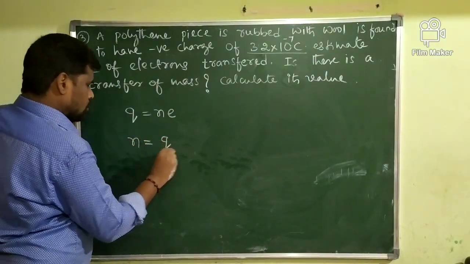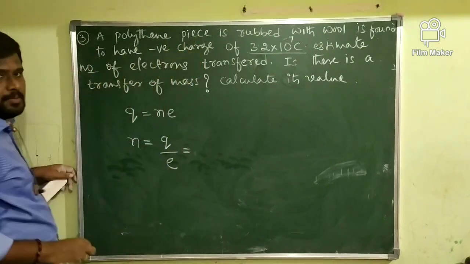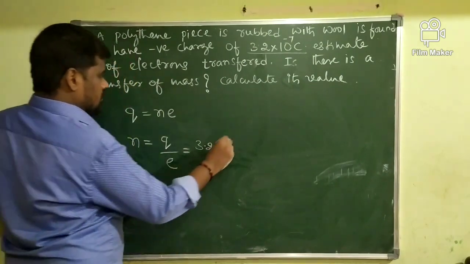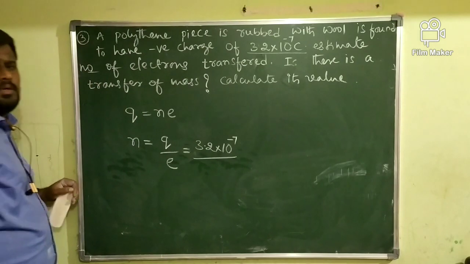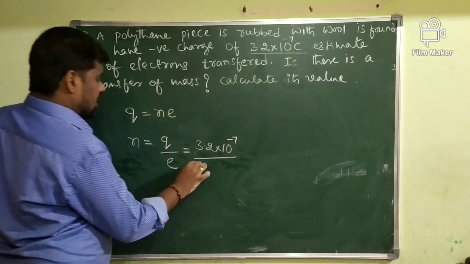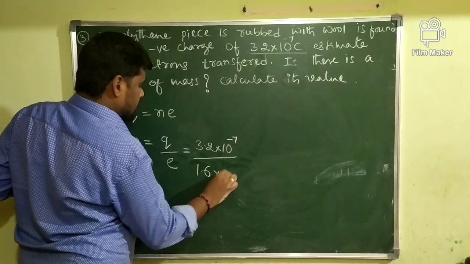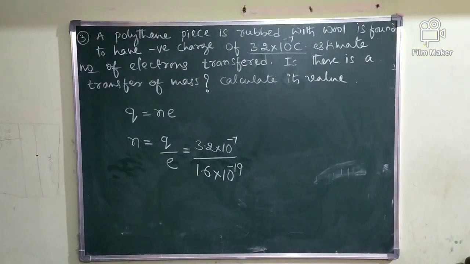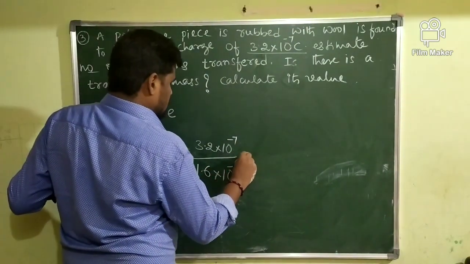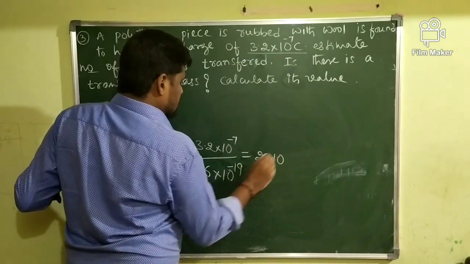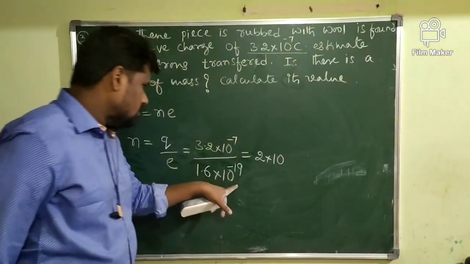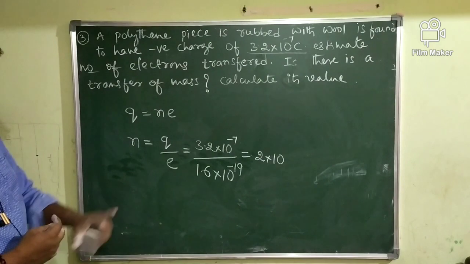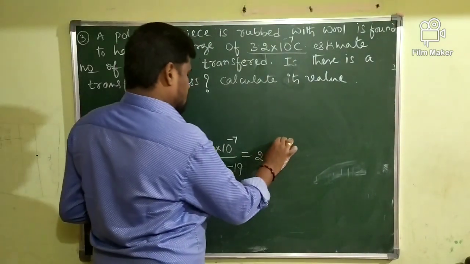Therefore, N is equal to how much? N should be equal to Q by e. What is Q? Charge on a body. In this case, how much is it? 3.2 into 10 power minus 7. What is e? Elementary charge. Basic charge. How much is the basic charge? 1.6 into 10 power minus 19. Okay, 3.2 by 1.6 is 2 into 10 power minus 7. You take the 10 to the power minus 19 to the numerator, plus 19. 19 minus 7 is 12.